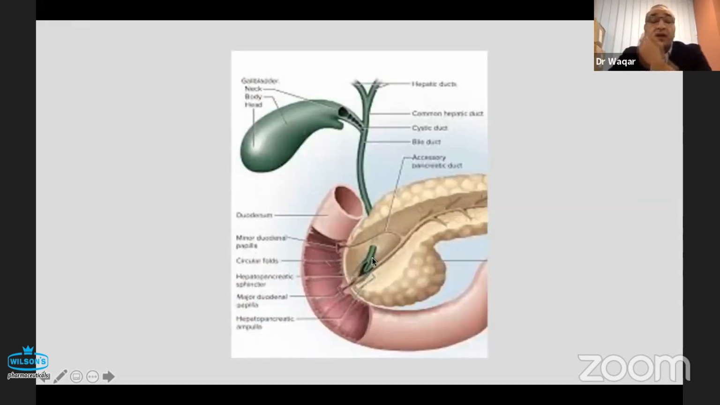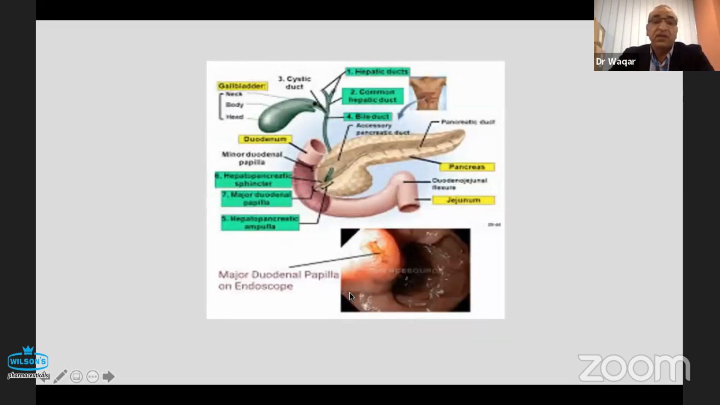This is another model representation of the anatomical structure, where you can clearly see the ampulla of Vater, where the main tributaries are the common bile duct and the pancreatic duct, and you can see the accessory pancreatic duct emptying at the minor papilla. And this is into the second part of the duodenum. Just another picture to reinforce the anatomy.